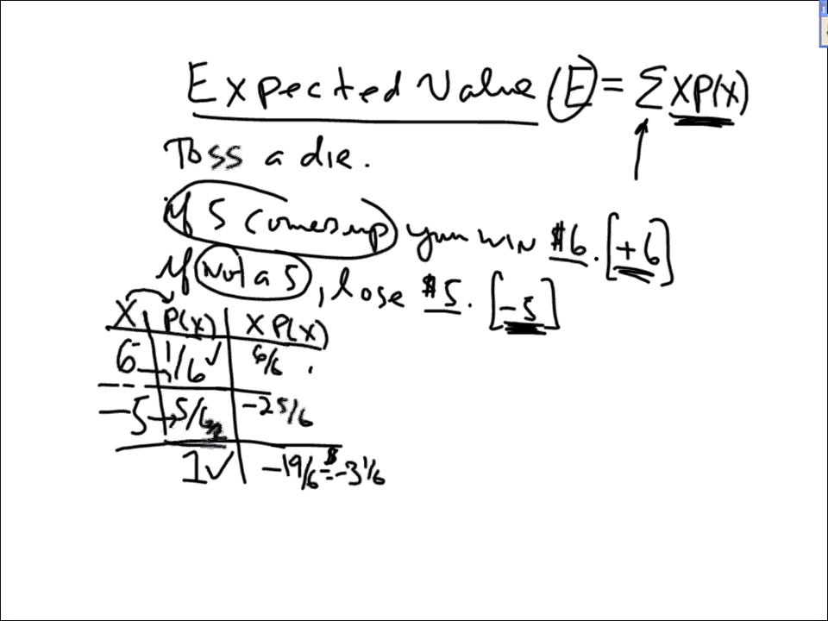Okay, yes, you can make $1 million on this game, but you'd be really, really lucky. In the long run, you will lose $3 and 1/6 each time you play. If you played 1 million times, well, you lose a little bit more than $3 million. This is not a fair game.